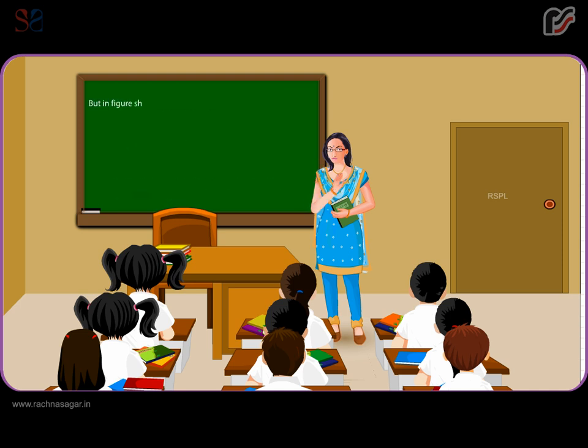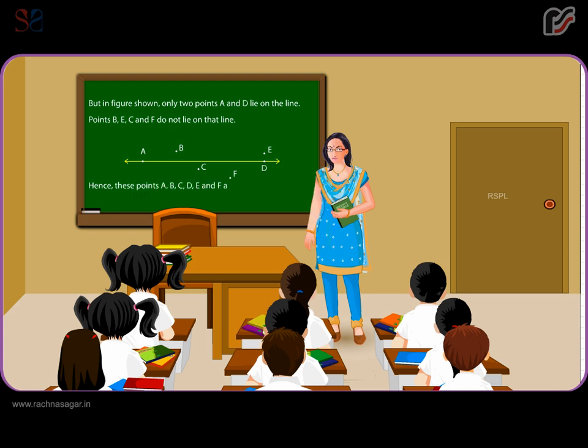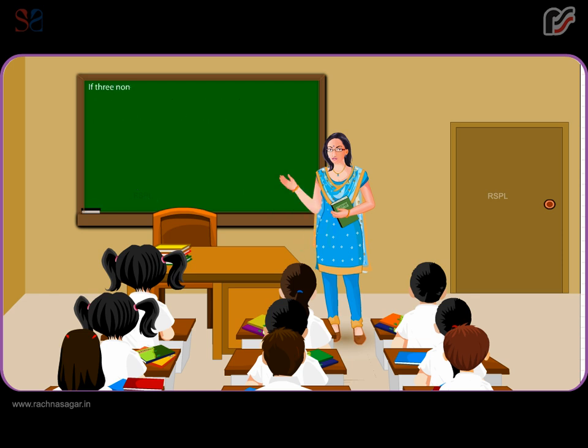But in the figure shown, only 2 points A and D lie on the line. Points B, E, C, and F do not lie on that line. Hence, these points A, B, C, D, E, and F are called non-collinear points. If 3 non-collinear points L, M, and N are joined together, we get a closed figure called a triangle.